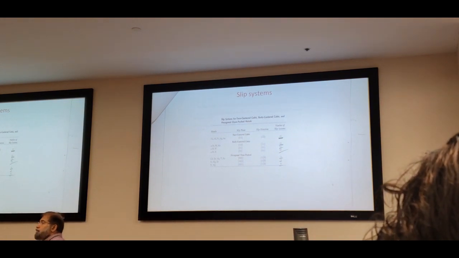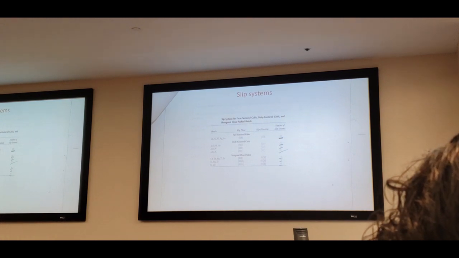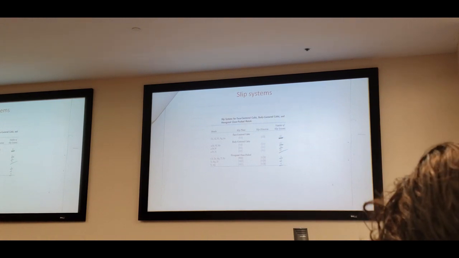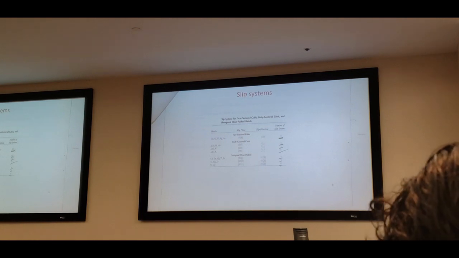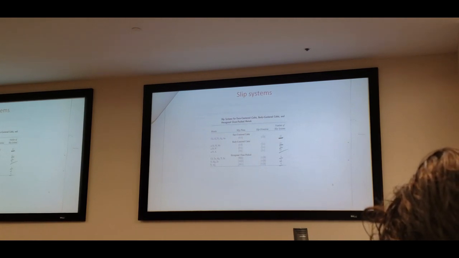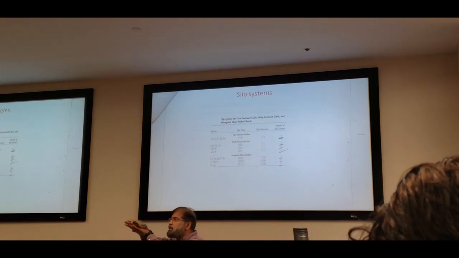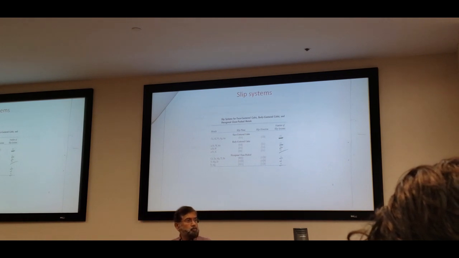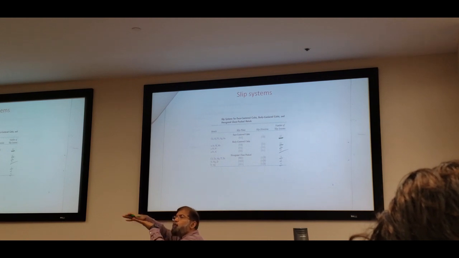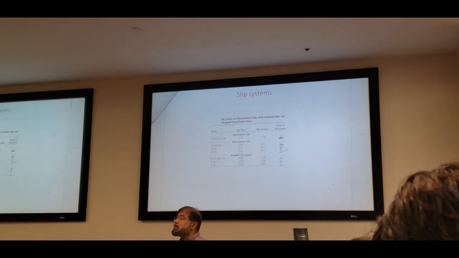Why? As the number of slip systems increases, very good, ductility increases. The reason is that ductility is the movement of the planes. So as the number of slip planes increases, the chances of moving those planes also increase. That's the reason why ductility increases as the number of slip systems increases.